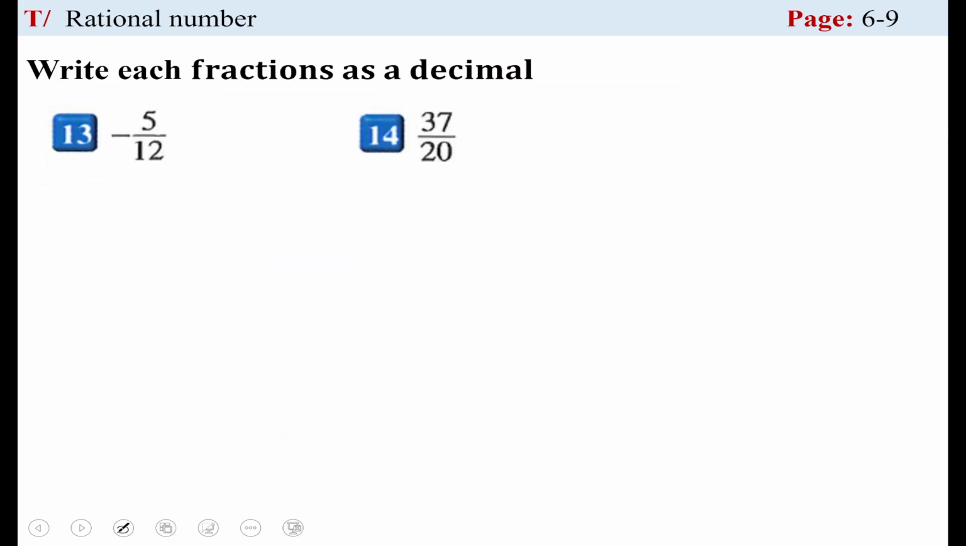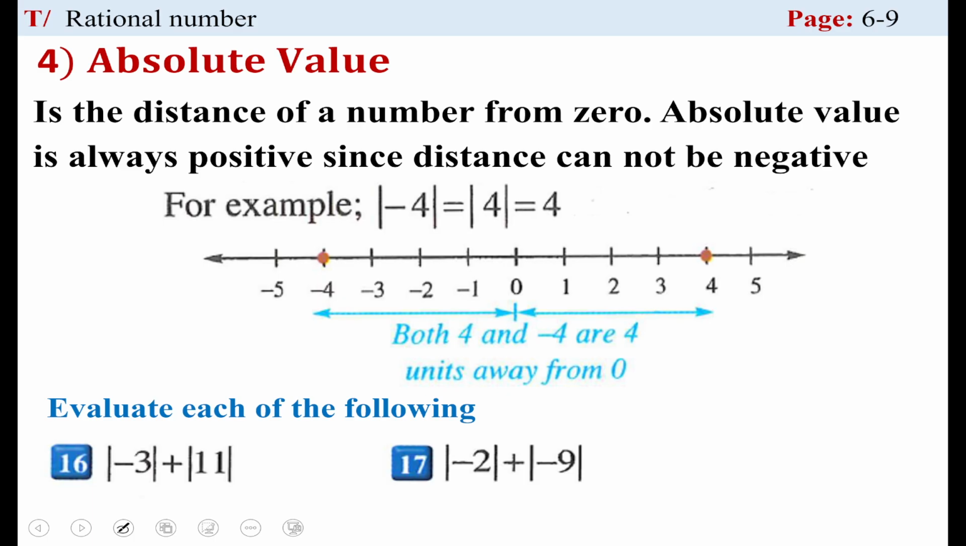Question 13 and question 14. You can do it by yourself. Draw the S letter in here, then do the long division. Okay. This is the absolute value. How can we evaluate the absolute value? As I say, the absolute value, there is only one answer. Remember this note. The absolute value of -4 and the absolute value of 4, there is only one answer, which is 4. Okay, the answer of the absolute value is always positive.